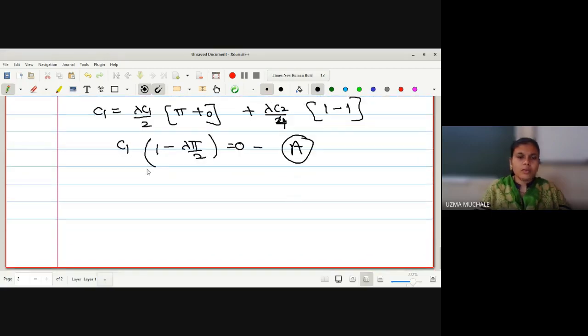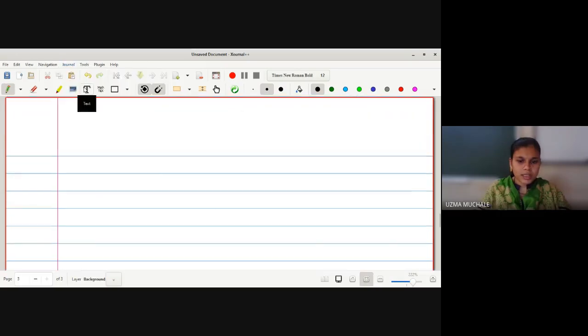Here if you go for the cases, if C1 is not equal to 0, then what will be the value of lambda? It will be 2 upon pi. And if we assume C1 equal to 0, then we get 1 minus lambda pi by 2 is not equal to 0. Similarly, now we have to solve our second equation, that is C2.